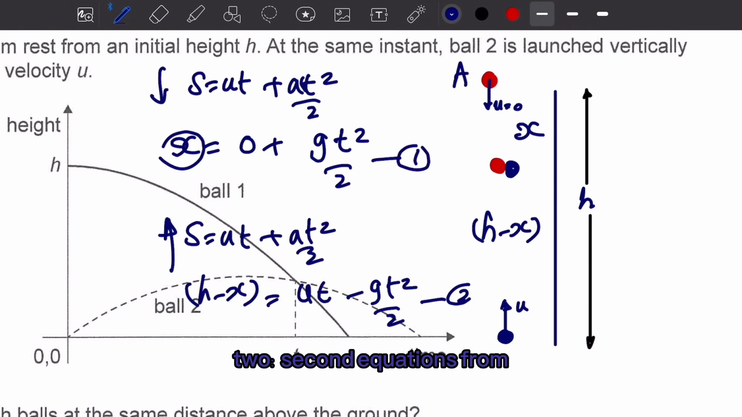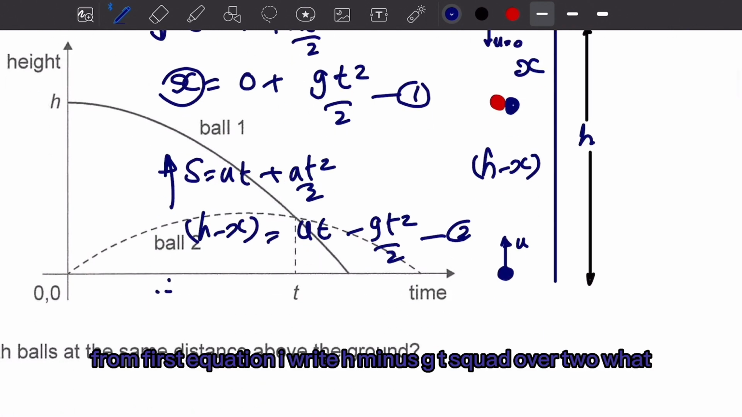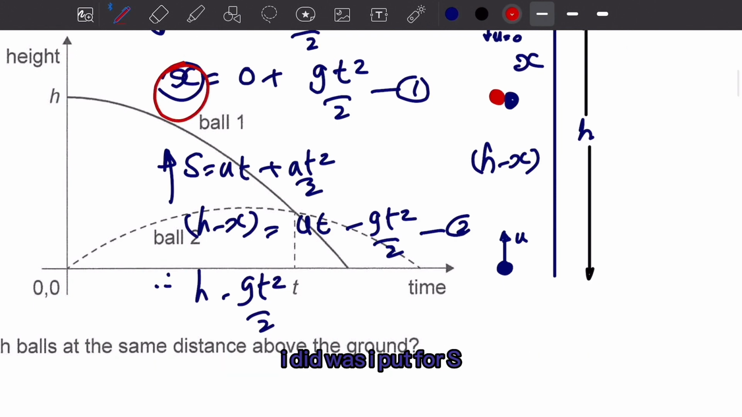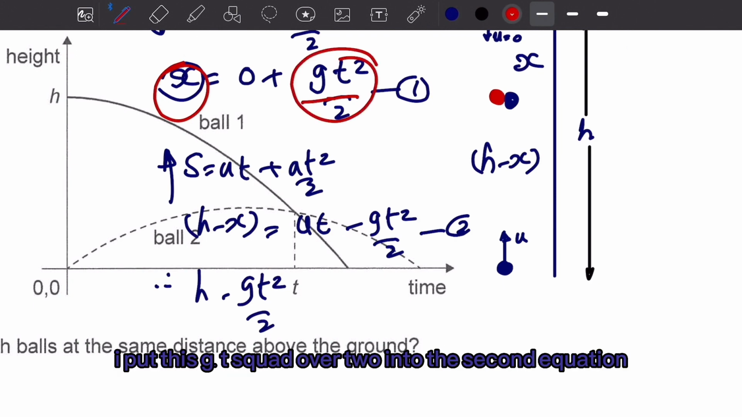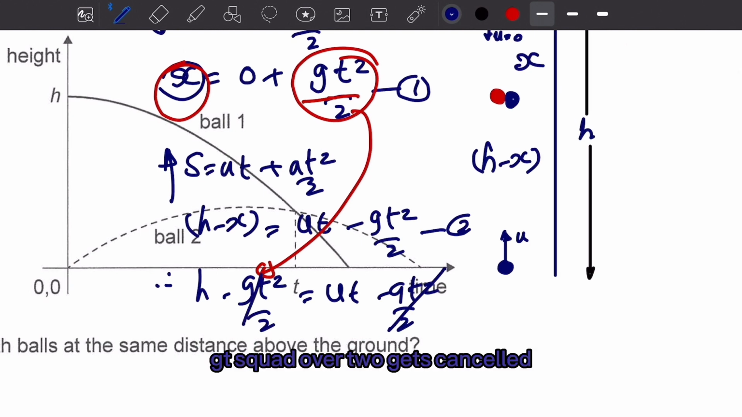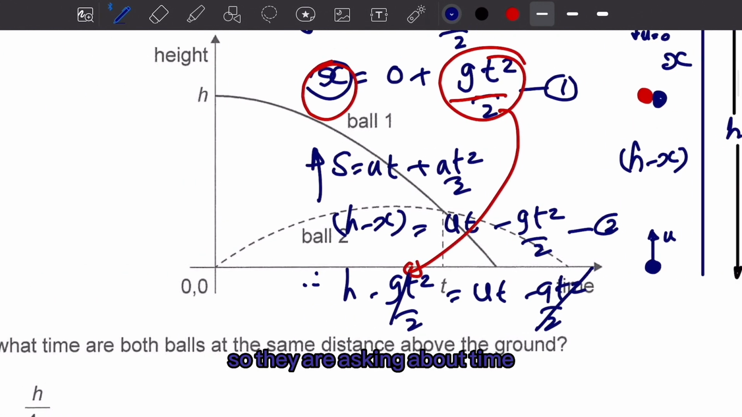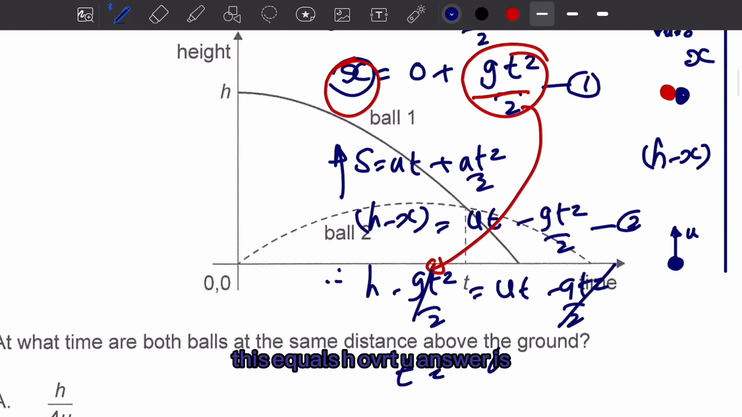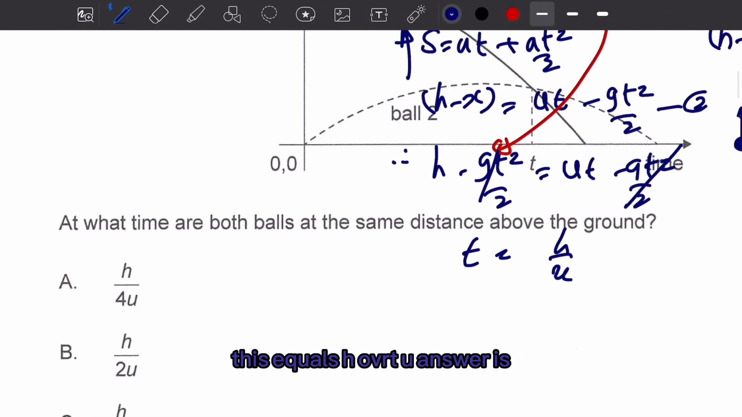From the first equation I write h minus gt squared over 2. What I did was I put this gt squared over 2 for x into the second equation, equals ut minus gt squared over 2. This gt squared over 2 gets cancelled. So they are asking about time, t equals h over u. Answer is C.